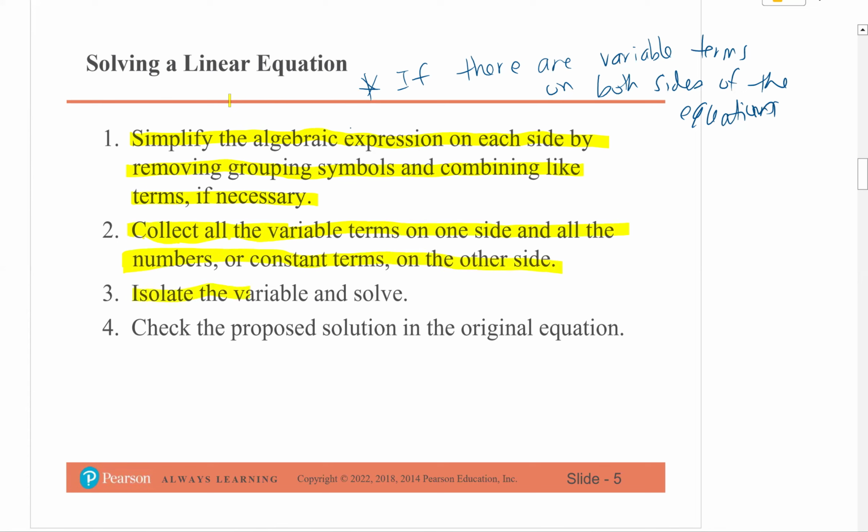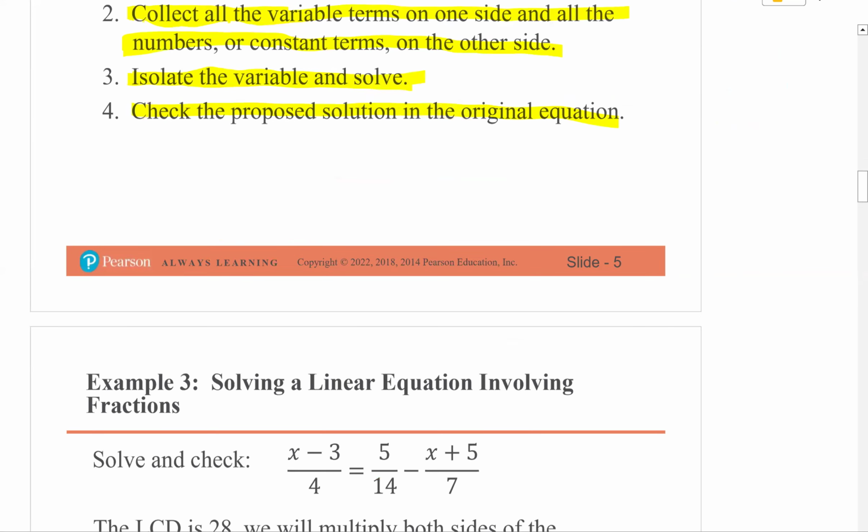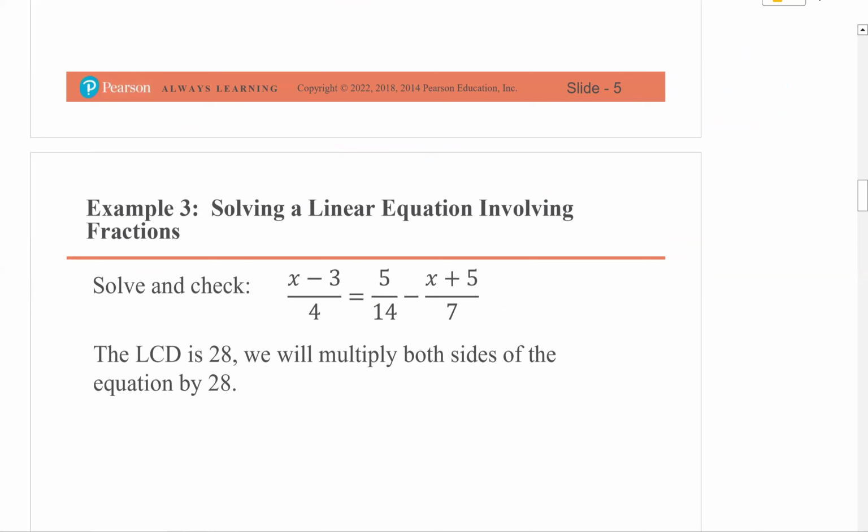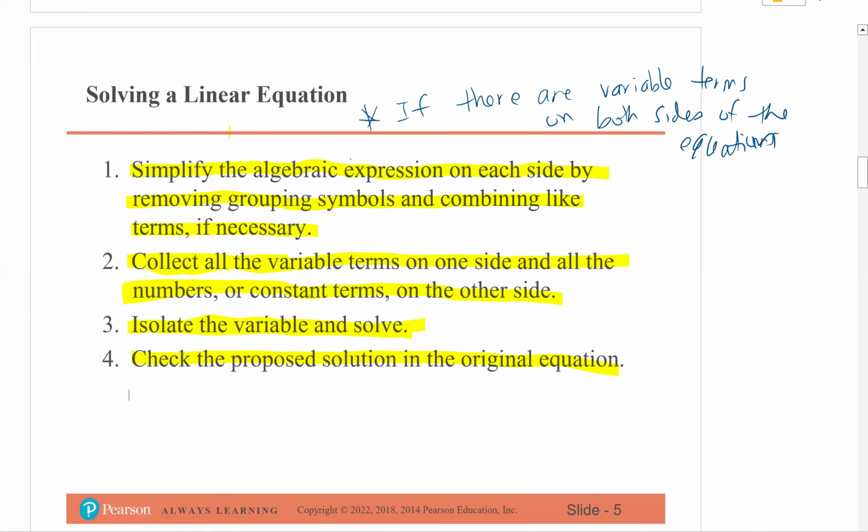And then the third step would be, we'll do an example. The third step is isolate the variable and solve. And then we'll check the proposed solution in the original equation. I think obviously the more complicated the equation is, the more likely I am to want to check my answer, because I'm not super confident.